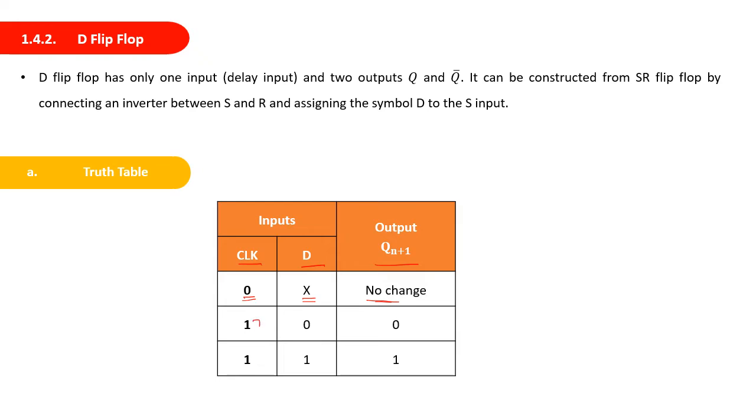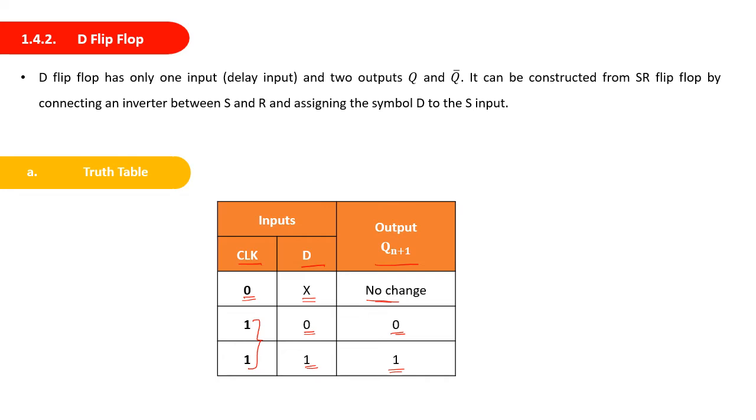Now when the clock is 1, or when the trigger signal is applied, the output will change according to the input. If you give the input as 0, your output will be 0 in the D flip-flop. And if you give the input as 1, the output of your D flip-flop is 1. So this is the truth table of the D flip-flop.